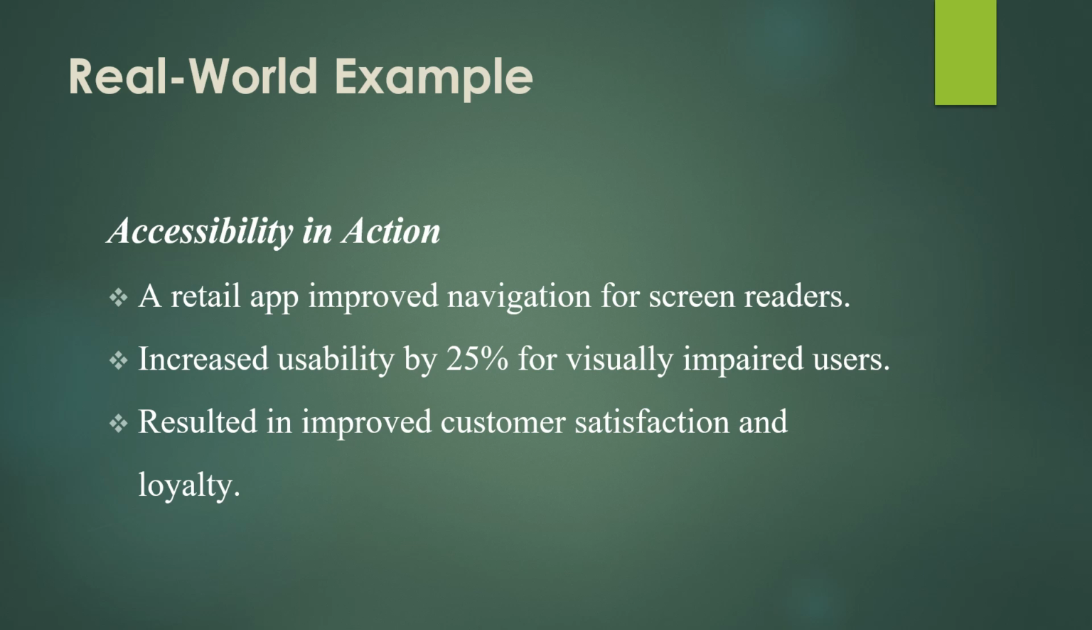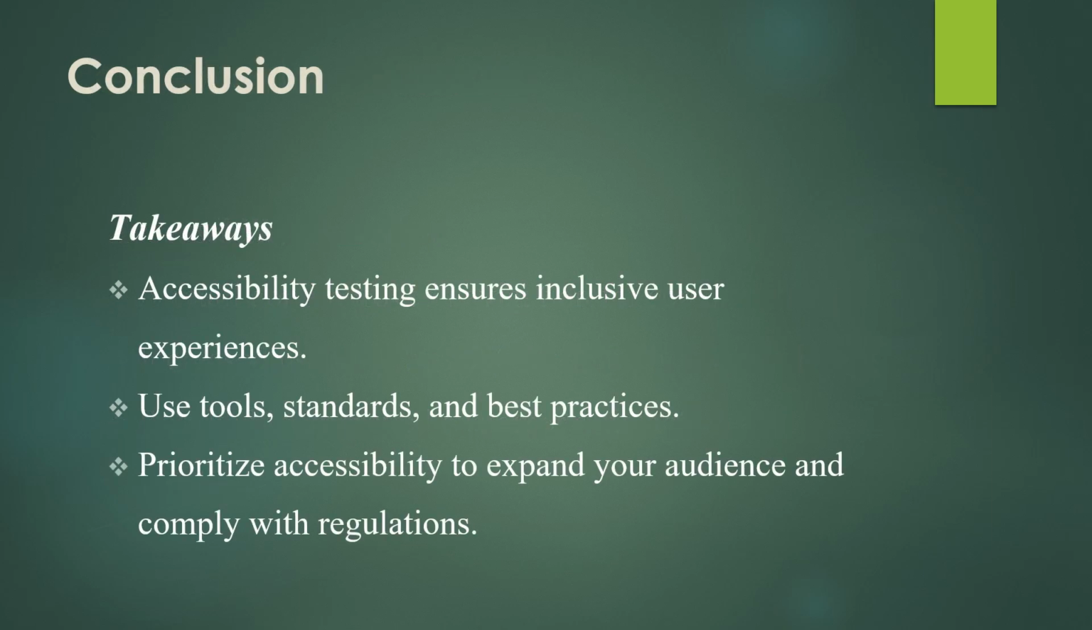In conclusion, accessibility testing is essential for delivering inclusive user experiences. By aligning with standards like WCAG, using tools like WAVE and Axe, and following best practices, you can ensure your app is accessible to everyone. Prioritizing accessibility not only expands your audience, but also helps you comply with regulations and create a better digital world for all users.